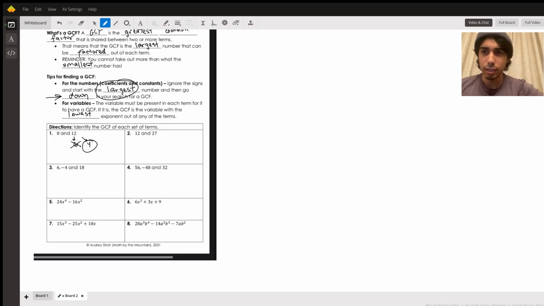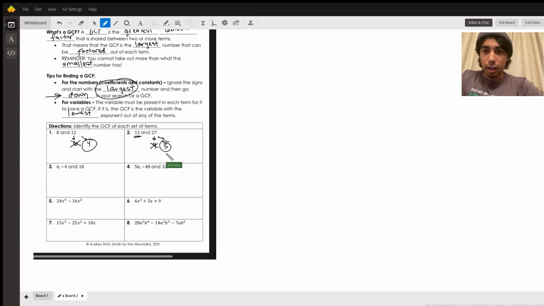Number 2, we got 12 and 27. So again, we're going to start with the largest number and then go downwards from there. So think about the largest number besides 27 that goes into 27. That'll be 9. It goes in three times. All right? And remember, it also has to go into this number, but 9 does not go into 12. So that doesn't work. So think about another number that goes into 27. There's actually only one other option. That's 3. So we're going to try 3. So does 3 go into 12? Yes, it does. So what we did is we found the largest number, the greatest common factor that goes into both 12 and 27. It's 3.